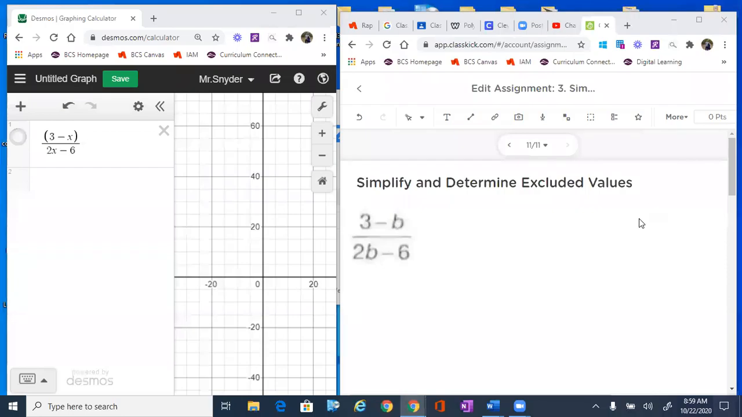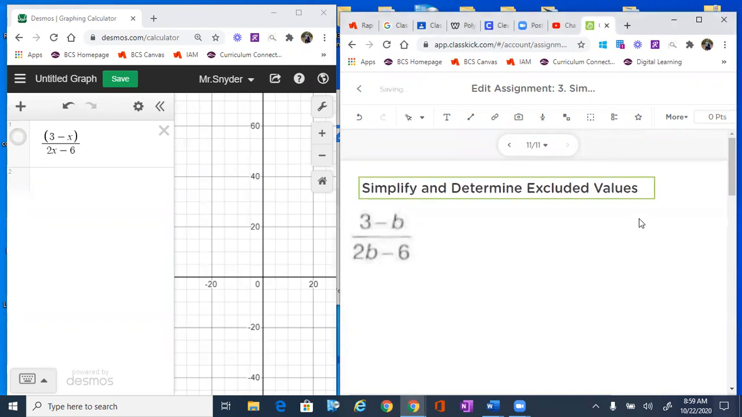Here we go. We're going to simplify rational expressions and determine excluded values. And in this one in particular, we have a binomial that is written in the wrong order. So when we think about polynomials, we need to think of them in terms of the variables being written in decreasing order.